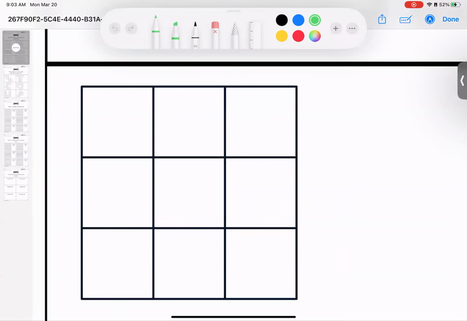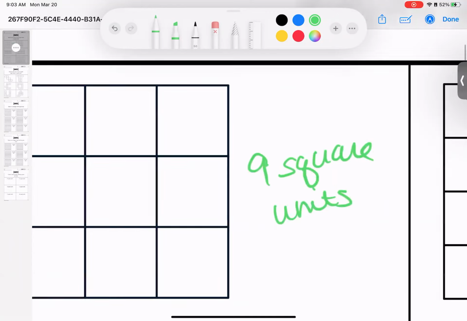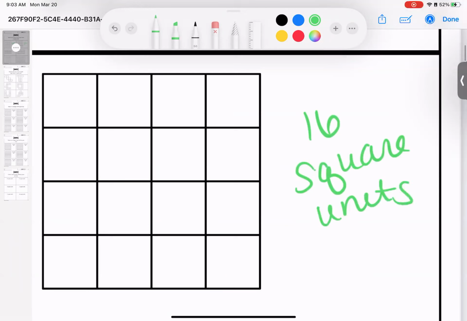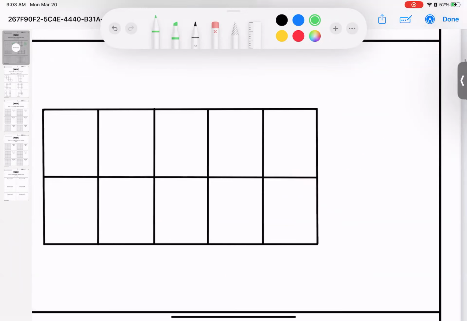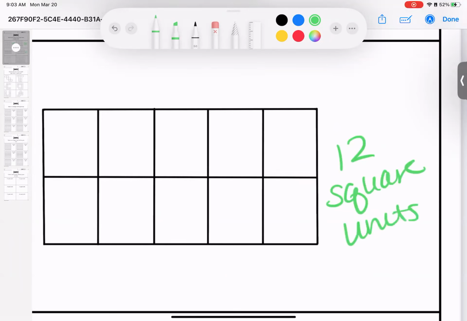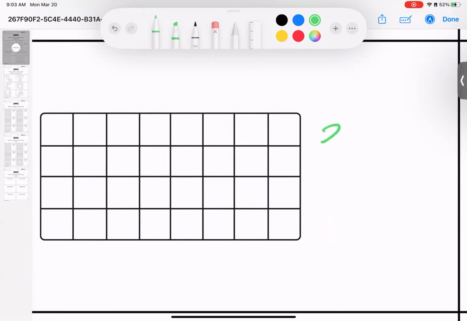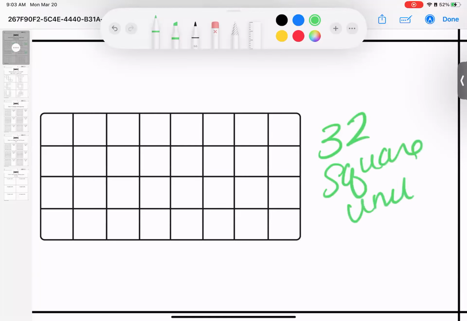So for this one, if we count all of our squares, this would have 9 square units. Number 2, if we count up all of our squares, we would have 16 square units. Down here, 2 down, 6 across is 12 square units. Over here, we have 4 down, 8 across, 32 square units.